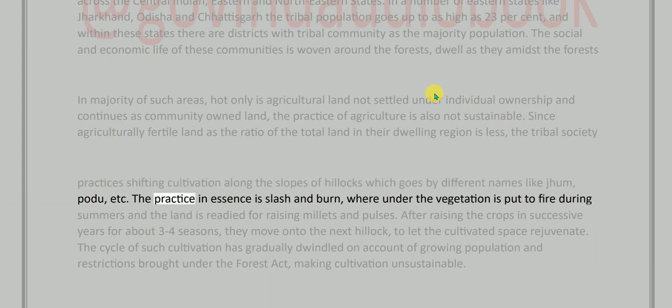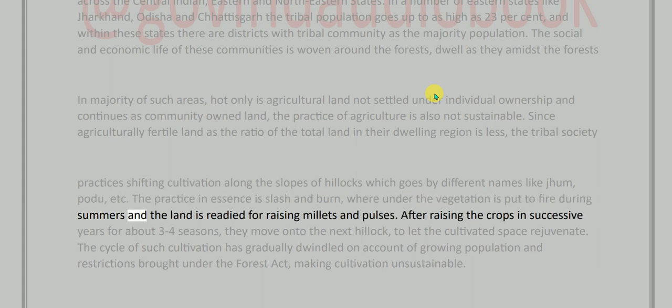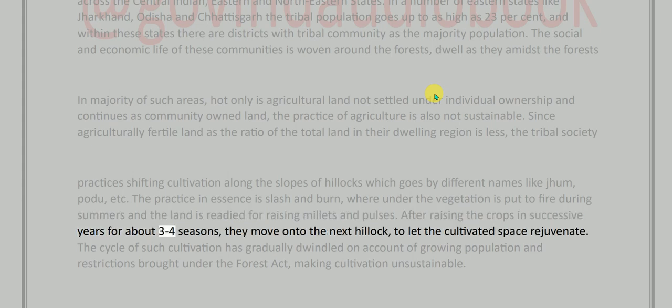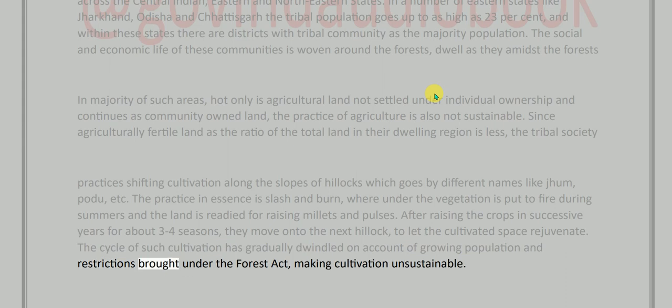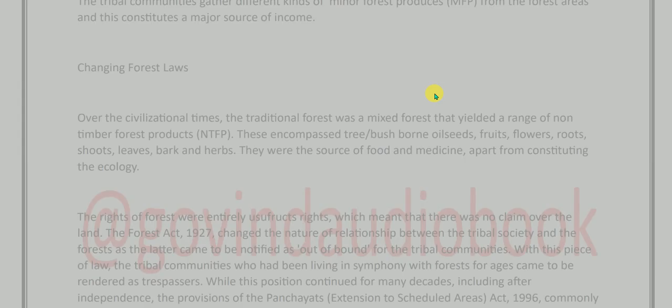The practice in essence is slash and burn, wherein the vegetation is put to fire during summers and the land is readied for raising millets and pulses. After raising the crops in successive years for about 3 to 4 seasons, they move on to the next hillock to let the cultivated space rejuvenate. The cycle of such cultivation has gradually dwindled on account of growing population and restrictions brought under the Forest Act, making cultivation unsustainable. The tribal communities gather different kinds of minor forest produce, MFP, from the forest areas, and this constitutes a major source of income.